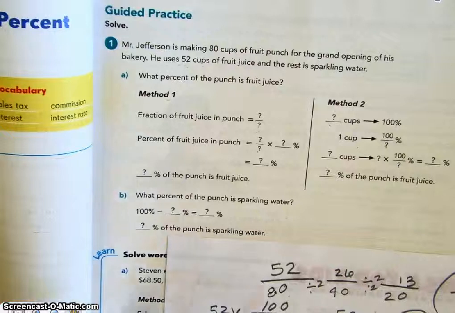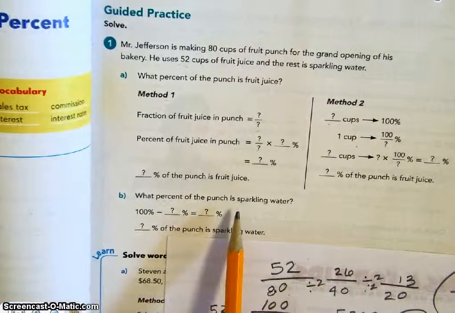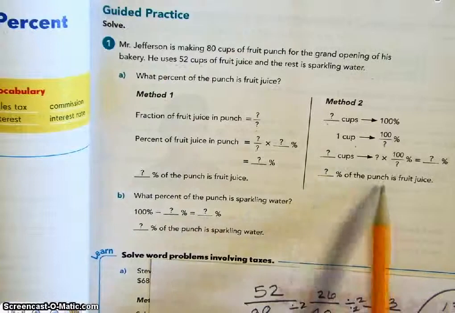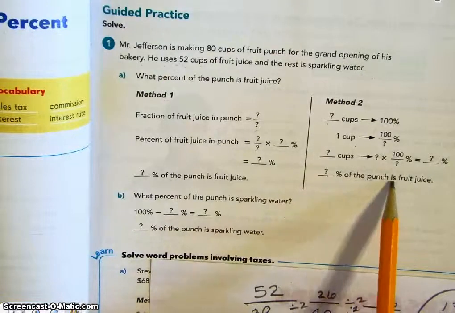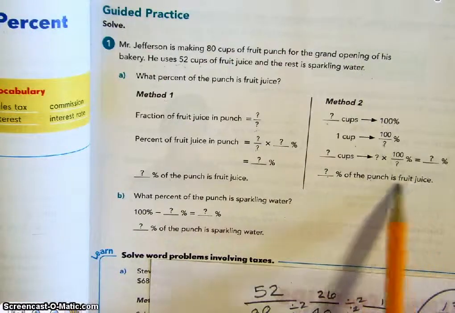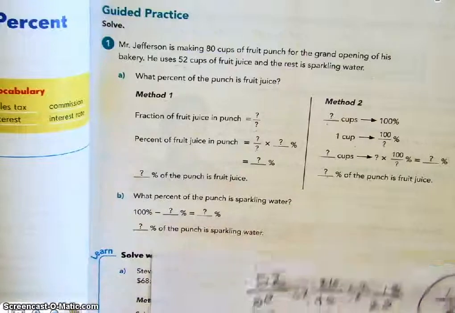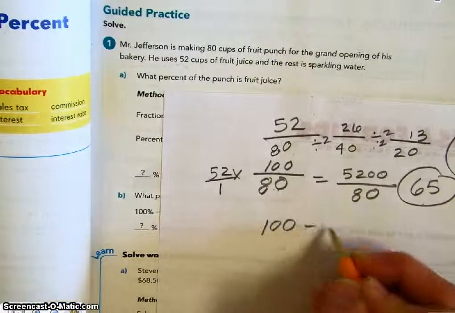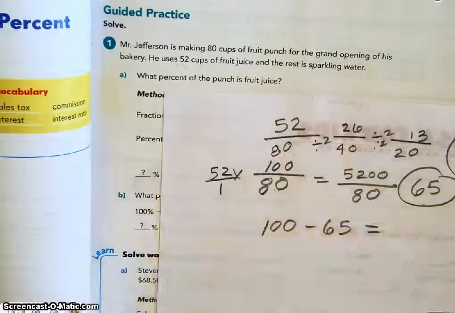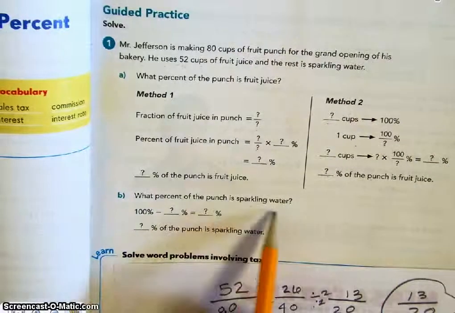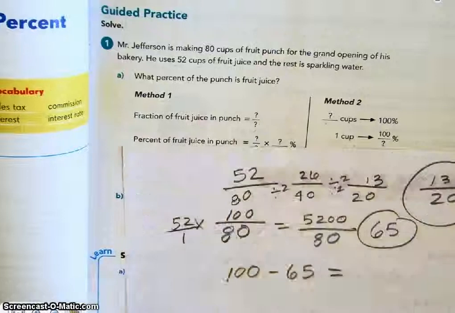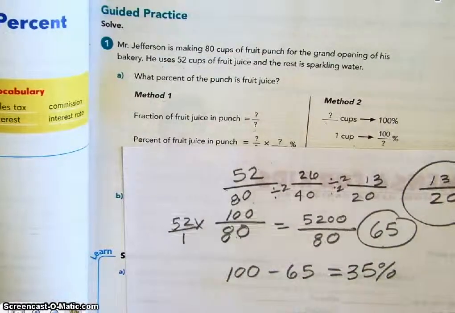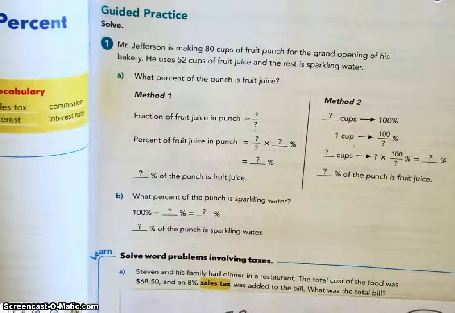And then it's asking what percent of the punch is sparkling water. So I just figured out what percentage of the punch is fruit juice, so the rest would be sparkling water. So remember my 65%. If I take my 100% and take away 65, that is going to equal my sparkling water. So 65 would equal 35% sparkling water if I took 65 away from 100. So hopefully that makes sense to you.